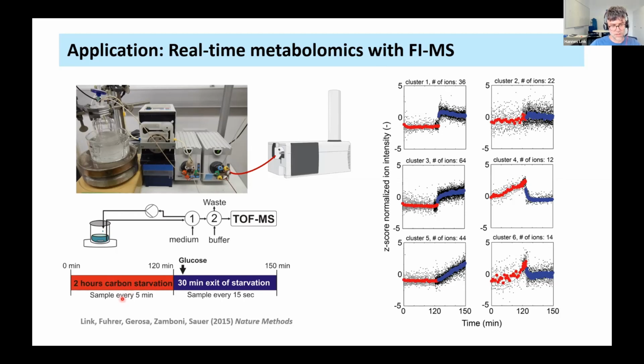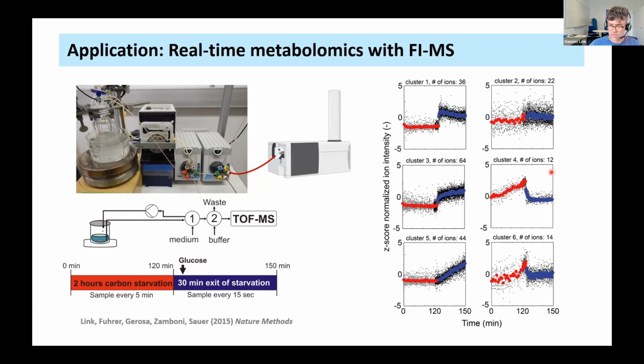So for 2 hours, we injected every 5 minutes a sample here into the mass spectrometer. And then comes the interesting phase where we then looked how they exit from this starvation. So we increased the sampling rate. So every 15 seconds, we injected a sample into the mass spec, and then we followed for 30 minutes this exit of starvation phase. And the data we get is indicated here.